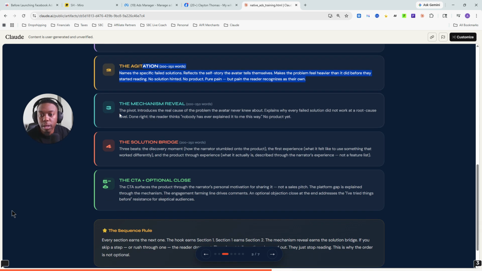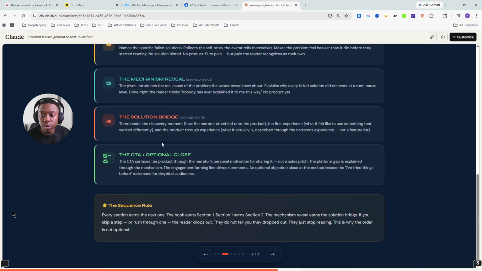The mechanism reveal, the pivot, introduces the real cause of the problem the avatar never knew about, and explains why every failed solution did not work at the root cause. Done right, the reader thinks, nobody has ever explained it to me this way. But still, we're not introducing the product yet, right? We're still earning that through the first two steps.